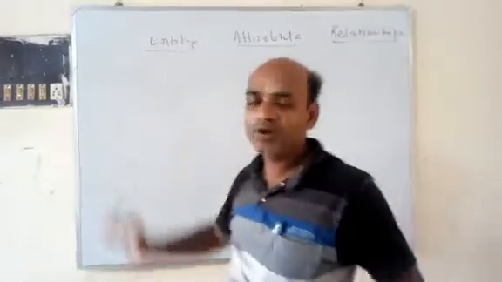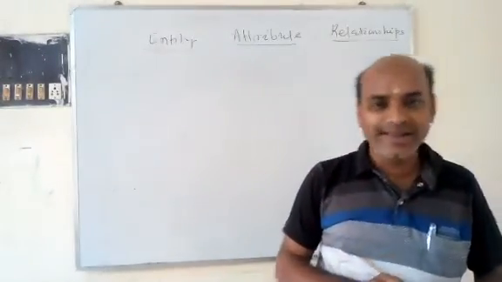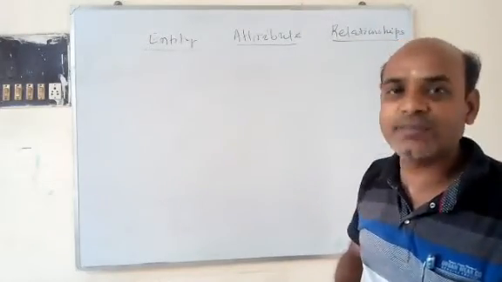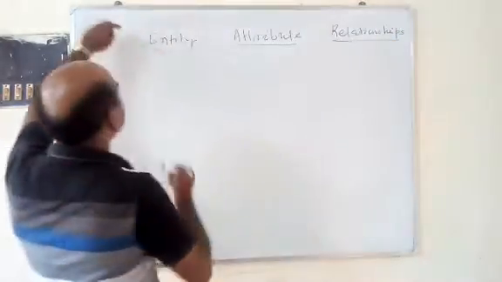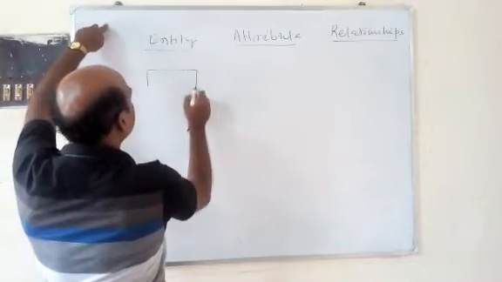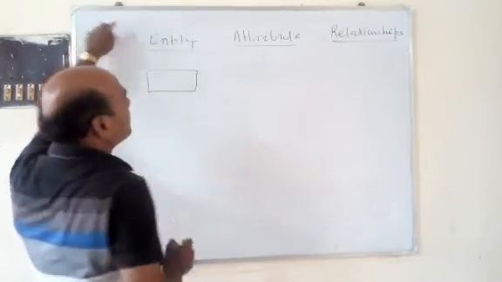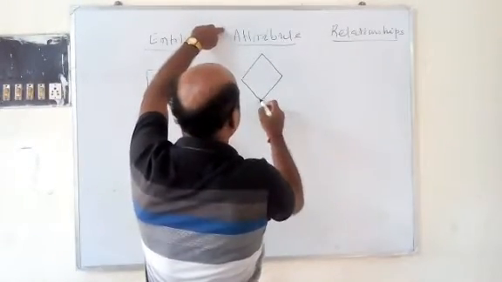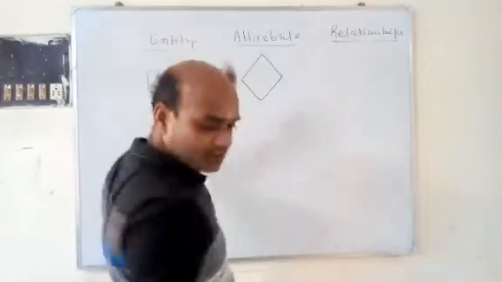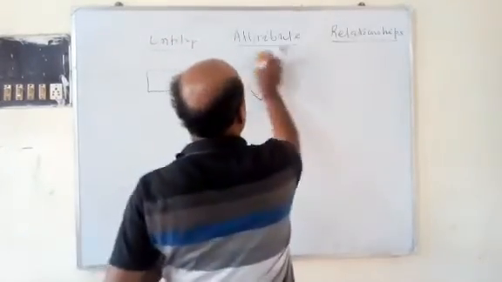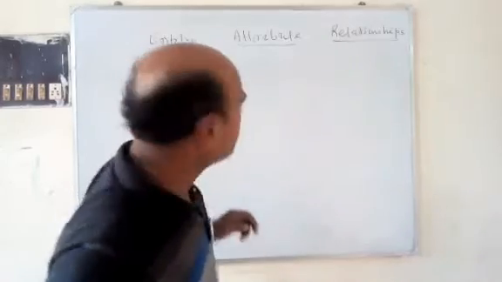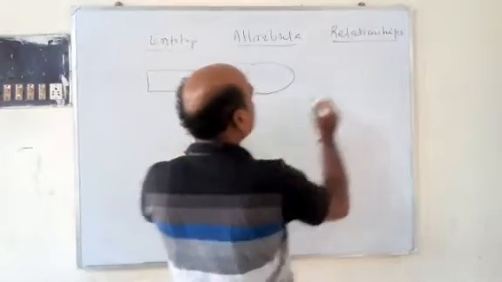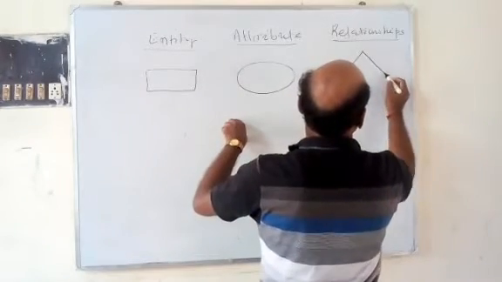For these three components of the ER diagram, we have used three different geometrical shapes or symbols. Entity was represented by a rectangle symbol, attributes are represented by an elliptical or oval symbol, and relationship was represented by a diamond symbol.